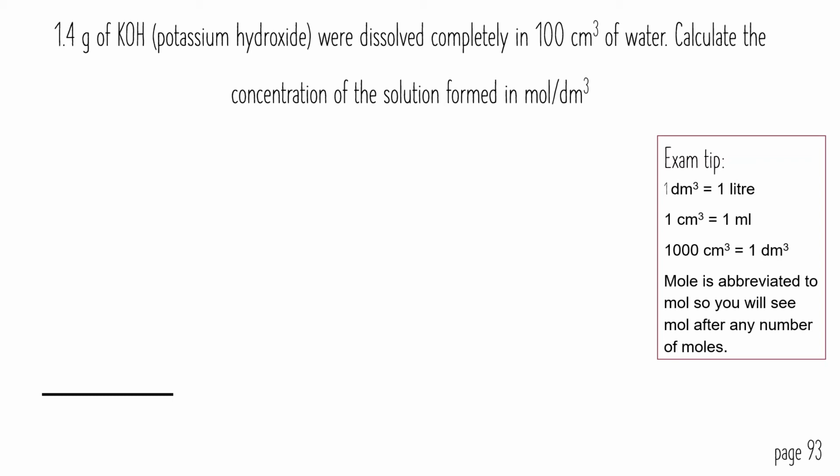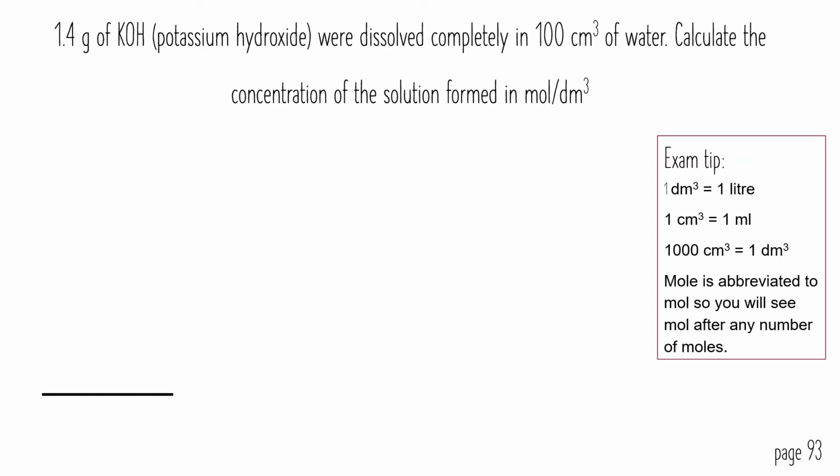I've also put up the exam tip there, which does your conversions for you, to remind you that 1 decimeter cubed is a litre, 1 centimeter cubed is a milliliter. Sometimes we can get confused there. And 1,000 centimeters cubed is 1 decimeter cubed. I want you to visualize this question. I think it's easier. I know it's easier for me when I try to visualize what I have.